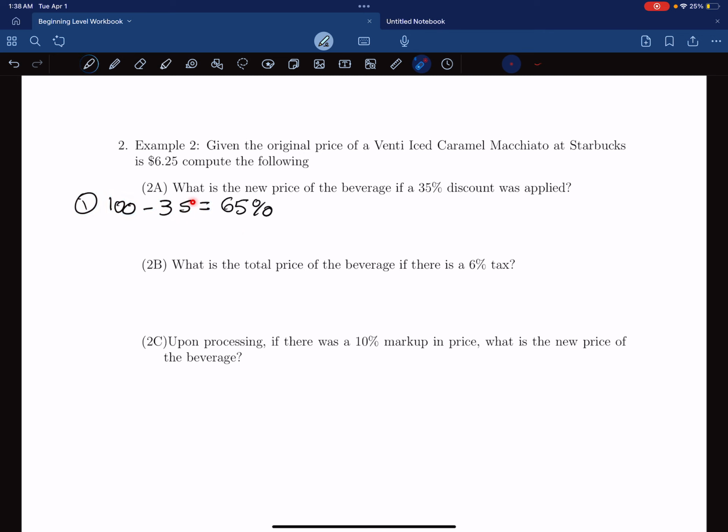Now that we know that, we can take this percentage and convert it into a decimal, which is 0.65. And then we're going to multiply 0.65 by $6.25. And that is going to get us the approximate price for the drink is going to be $4.06.